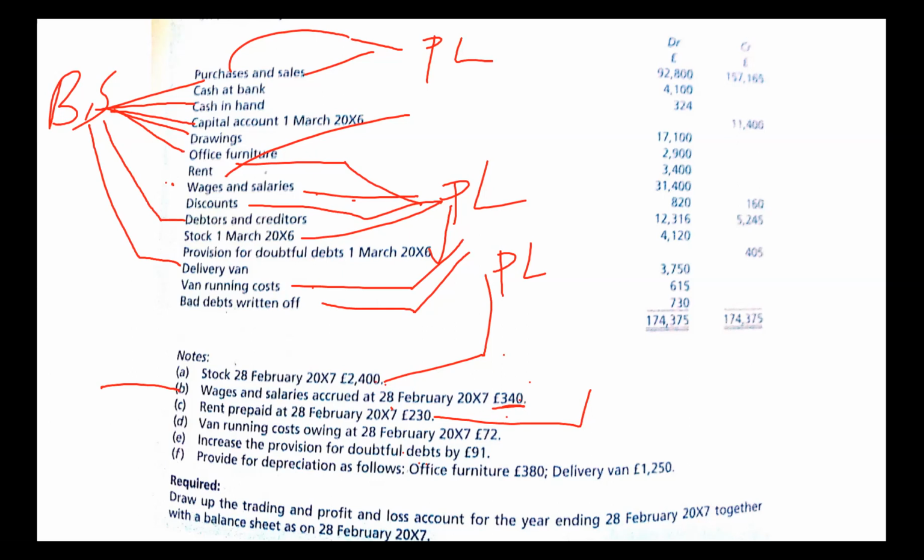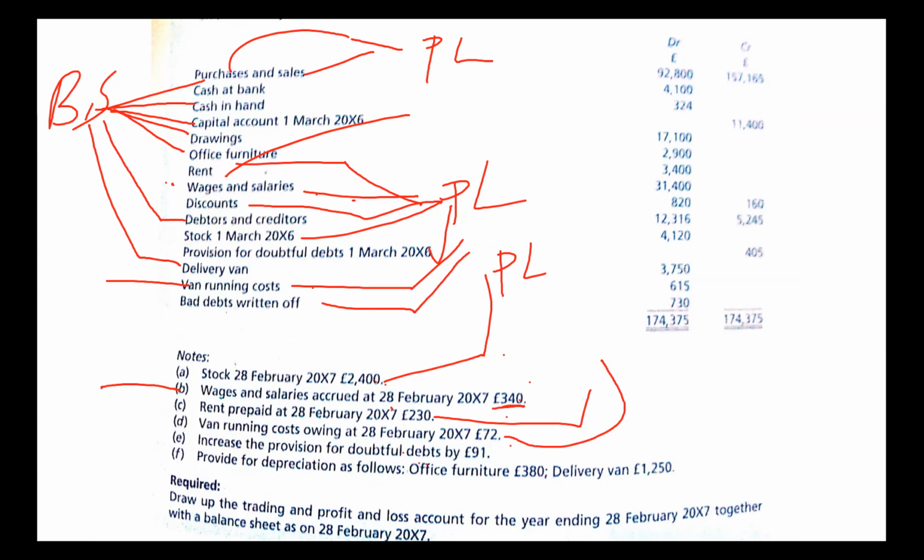Then the van running cost owing, obviously these are accrued expenses again. So you add these van running costs to the cost that we have here. We have the van running cost here, so to these van running costs, you will add again the owing, accrued van running cost. So you add the accrued expenses.